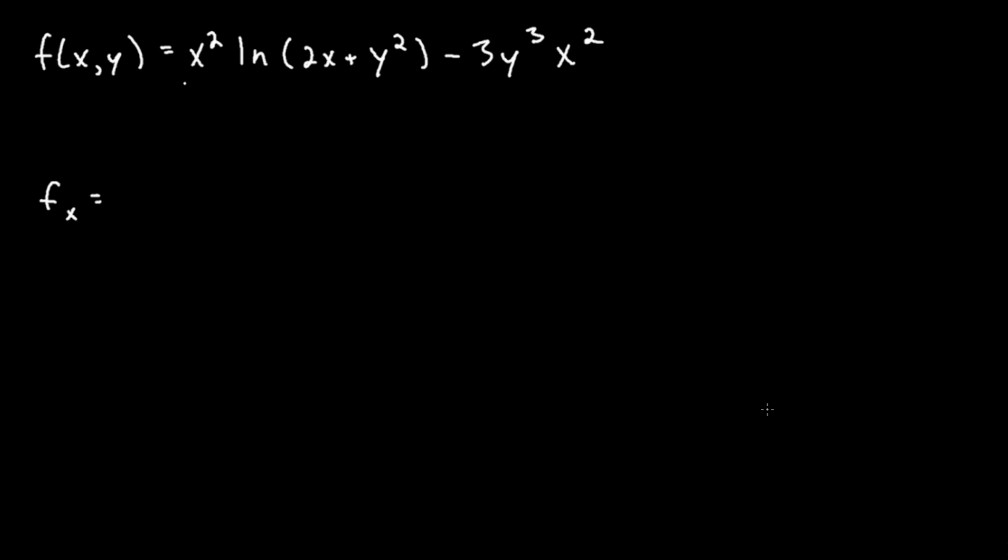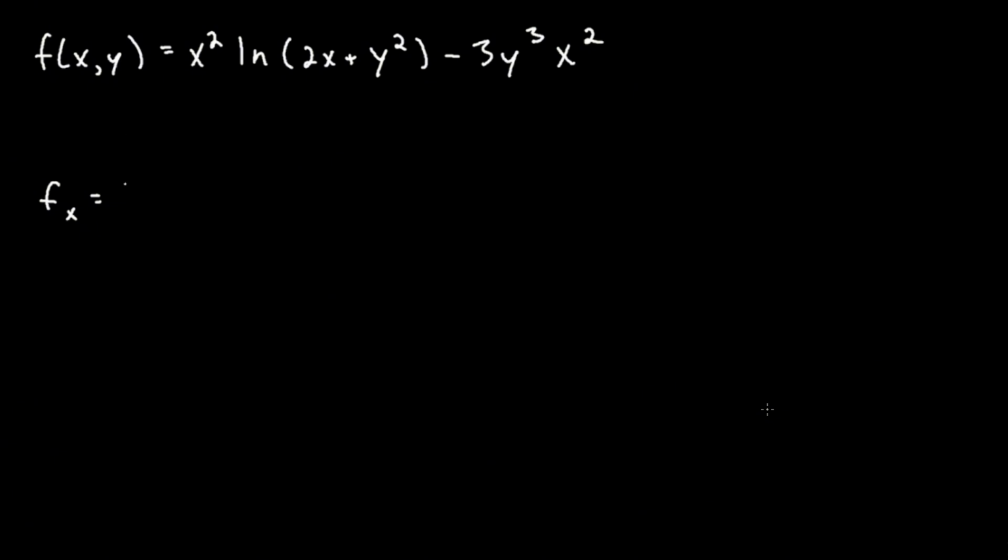So the x partial, well, as you can tell, since y is treated as a constant here, we can kind of just delete that from our memory for now. And what we have here are two functions that are in terms of x, ln of 2x plus y squared and x squared. Therefore, we need to use product rule in this case.